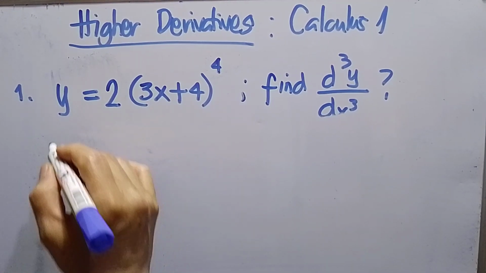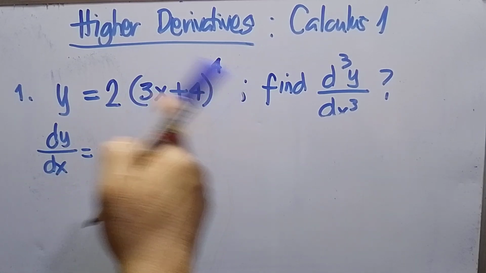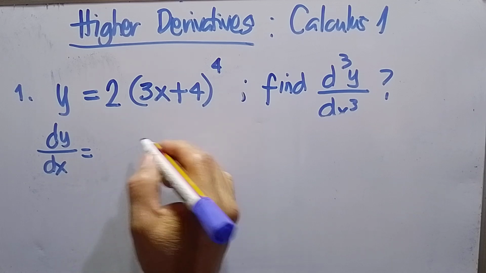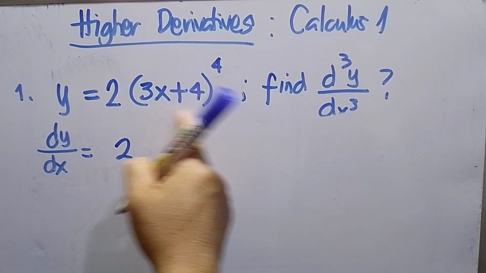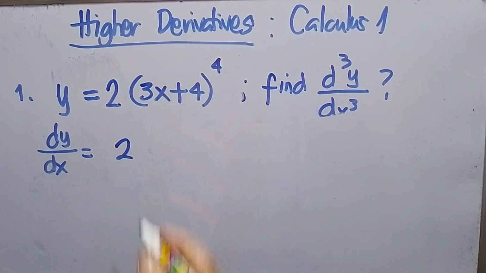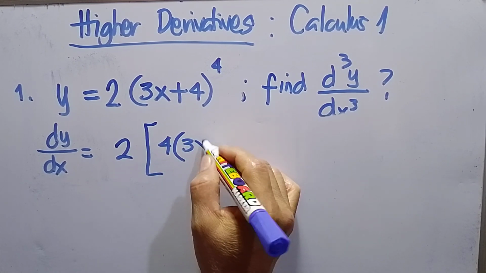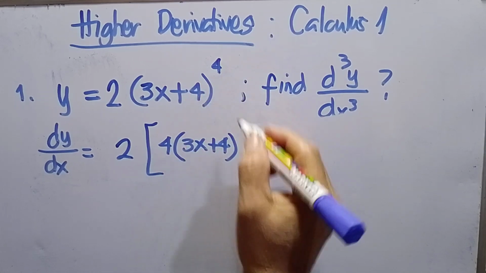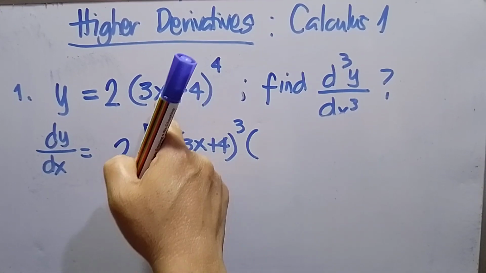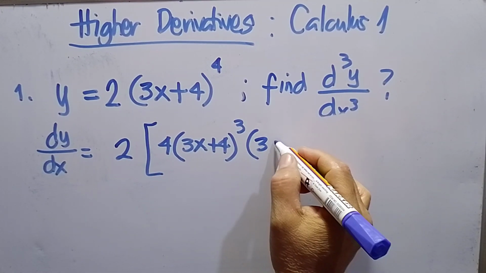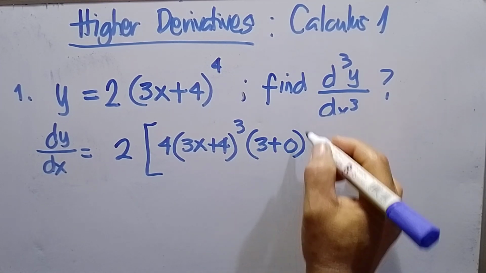Number 1, the first derivative, dy over dx. Take note, this is the power formula and product rule. So first thing is, I need to copy this 2, and then the derivative of this (3x + 4) raised to the 4th power. So this will be 4, then (3x + 4), this will be minus 1, because n minus 1 in calculus. This will be 3, and then the derivative inside, that will be 3, plus the derivative of a constant is 0. Then close bracket.